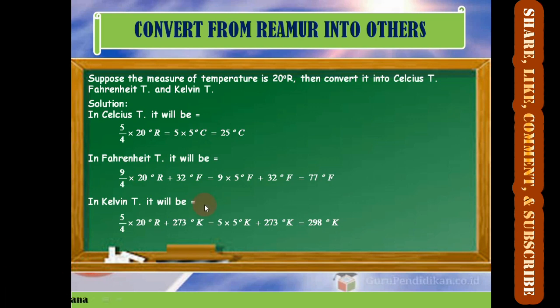So the answer is 5/4 times 20 plus 273. And then after that you have 5 times 5 plus 273. Back in the concept of simplification, you get the result of 298 degrees of Kelvin thermometer. Okay, let's continue.